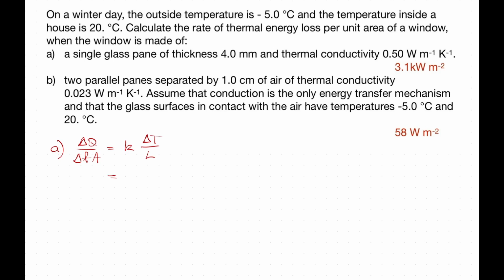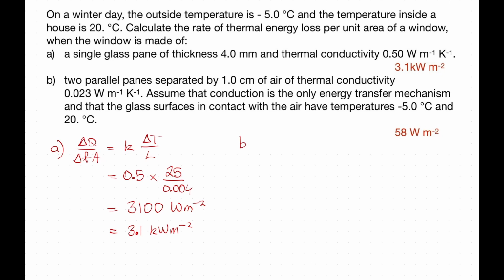So this is going to be our 0.5 times by the difference in temperature, which is going to be 25, divided by the thickness of the glass, which is 4 millimeters, so 0.004, and that will give us our answer of 3,100 watts per meter squared, which we can convert to kilowatts as being 3.1 kilowatts meters to the minus 2. So per square meter, we are losing 3.1 kilowatts.